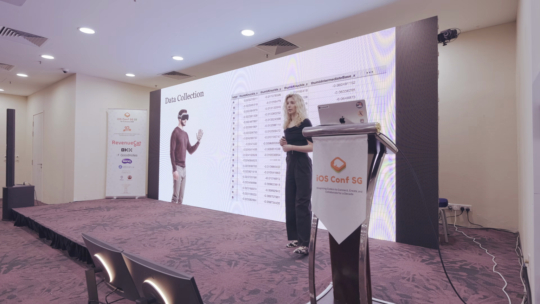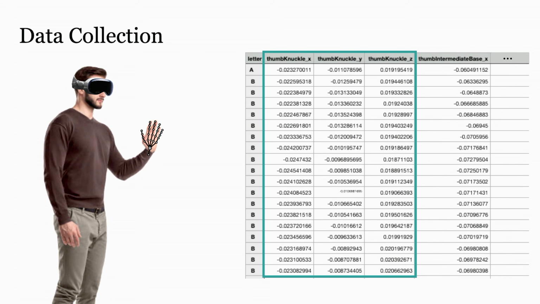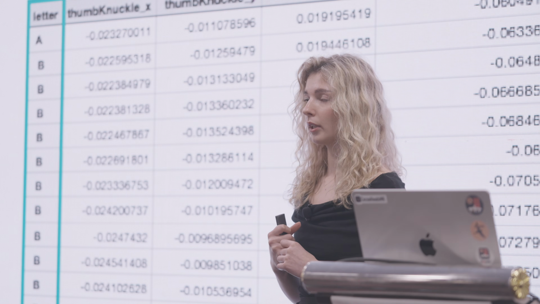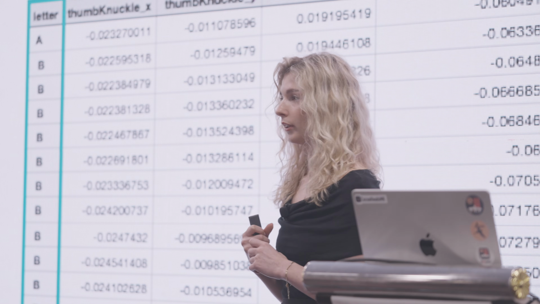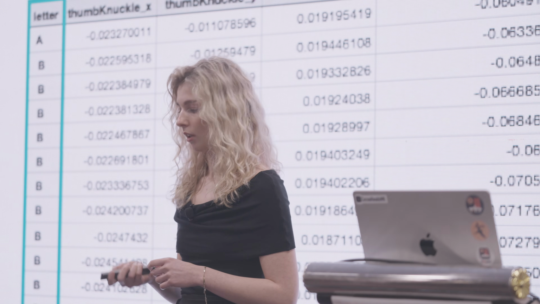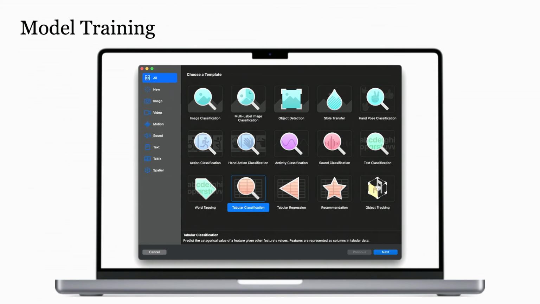Once I had gathered the data, it looked something like this. I had extracted all the X, Y, and Z axis values for each index of the hand. I also labeled each row with the letter that it represented, in this case A and B. And the data actually looked a little bit more like this. So I had some rough time gathering that data. But once I had my data gathered, I started training my model.